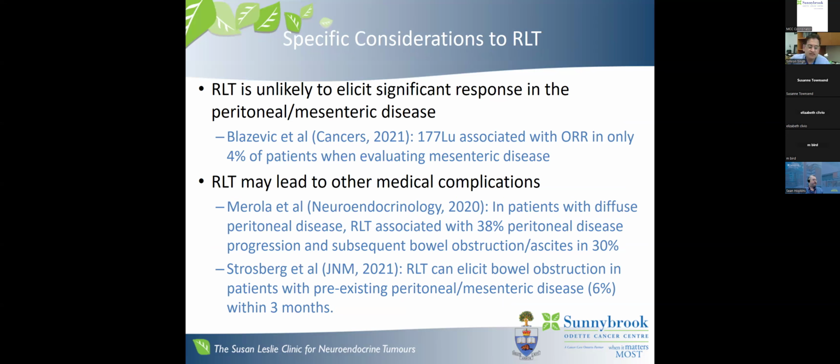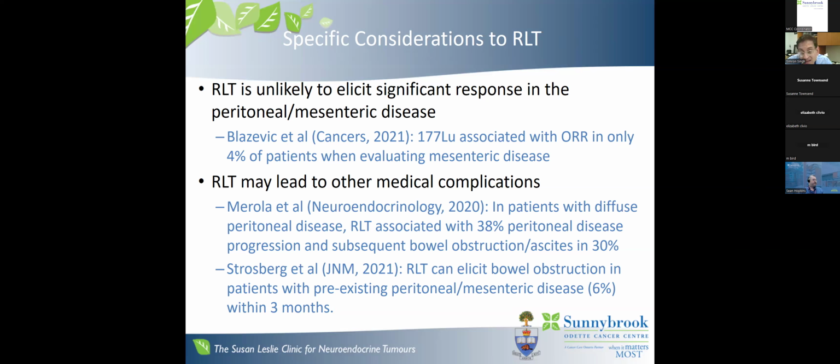There are other areas specific to RLT that we want to talk about that potentially may be beneficial or harmful. A lot of patients with neuroendocrine cancer have peritoneal or mesenteric disease. We don't know at this time if radioligand therapy is helpful. The idea might be that the inflammation and the tumor effect that may be caused with extensive mesenteric or peritoneal disease may actually become worse with PRRT.